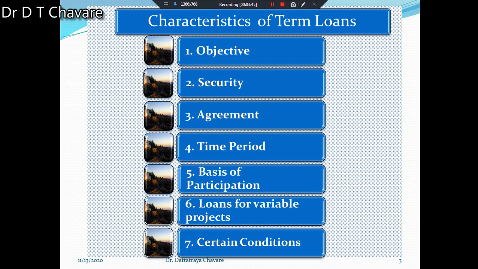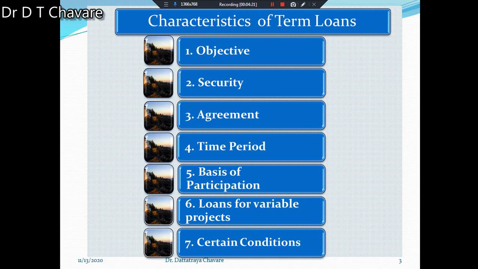Then the third characteristic we have to study is agreement. The term loan is granted on the basis of a formal agreement. It contains the terms and conditions of the loan and also some clauses for the protection of the bank. The terms are settled through direct negotiation between the bank and the borrowing company. That's why a term loan is nothing but an agreement, and that is another characteristic of the term loan.